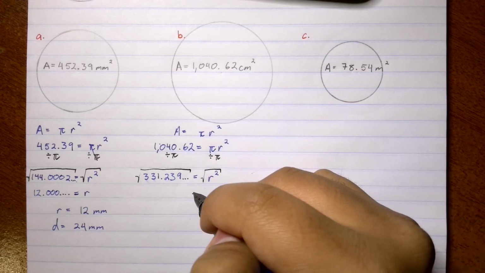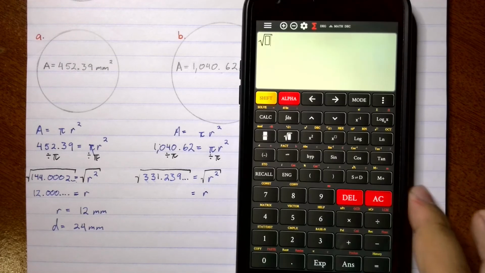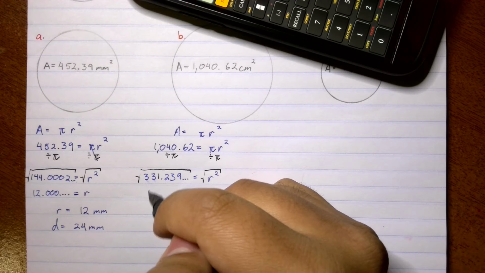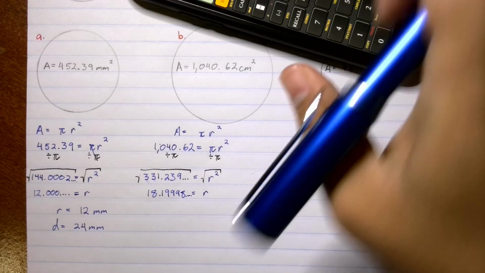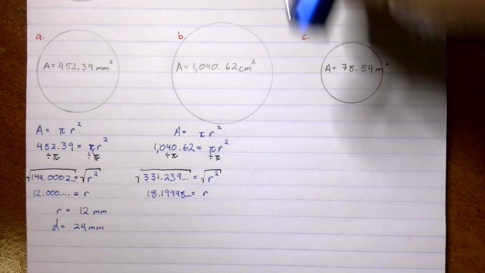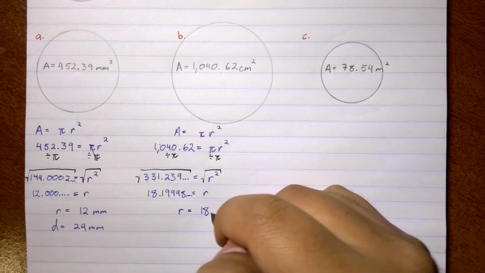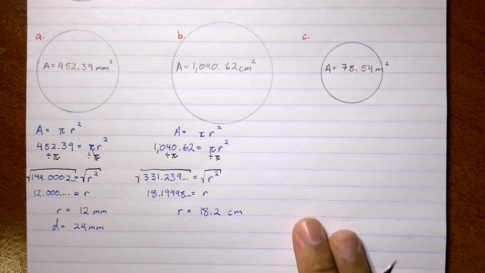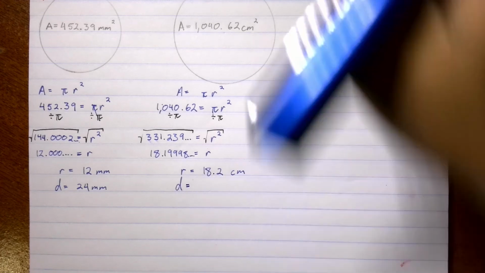Which will leave us with r by itself. We take the square root of the answer, which will give us 18.19998. Take a look at that. We're going to round that value up because it's very close to 18.2 centimeters. And once again, to find the diameter, we just take this value and double it.